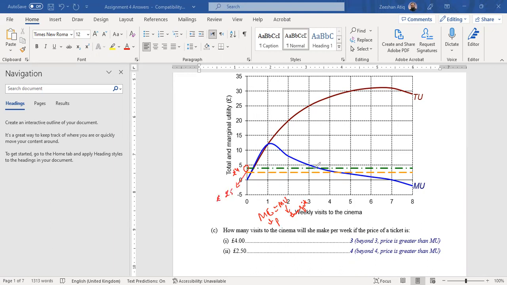So the point where these two curves meet, the price curve and the marginal utility curve, tells you at which price a person will be visiting, or at what number of visits he or she will be maximizing utility. Now you can see that the green line is meeting with the blue line at this particular point. Since the visits cannot be in decimal fractions, the total number of visits that will maximize the utility of the person will be 3. And similarly, for the 2.5 pound price of the ticket, the total utility maximization will happen at the 4 visits.